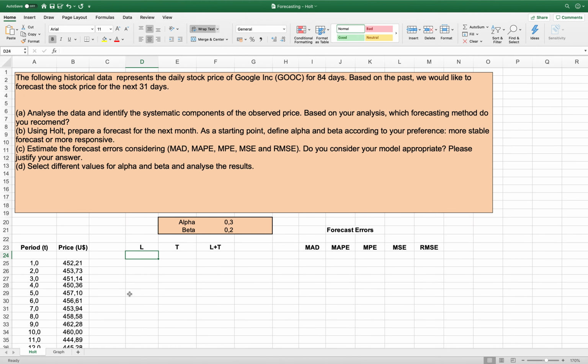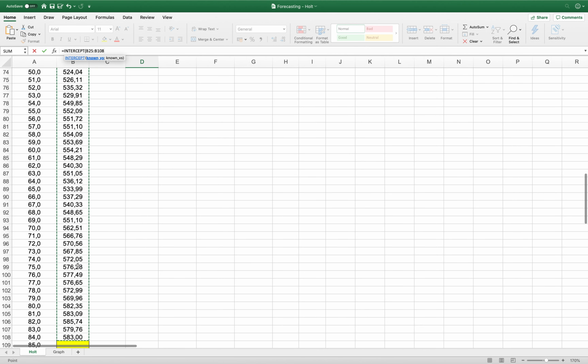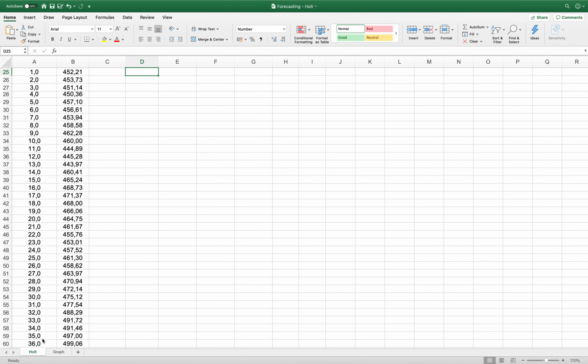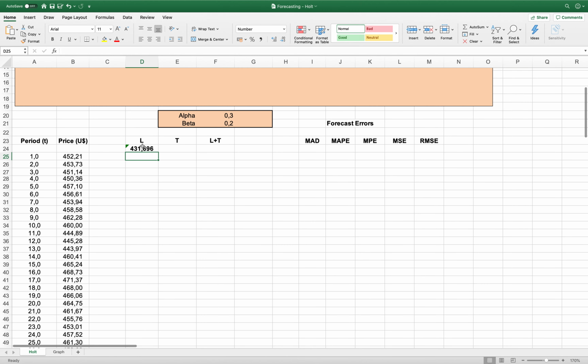To start, we make a regression of the whole data we have. So I've used the function intercept. Here you have the y's and the x's. Make sure you select areas that match each other. So 84 observations in both cases is a common mistake students make. So we have our intercept, and last, for the trend, we use the function slope.